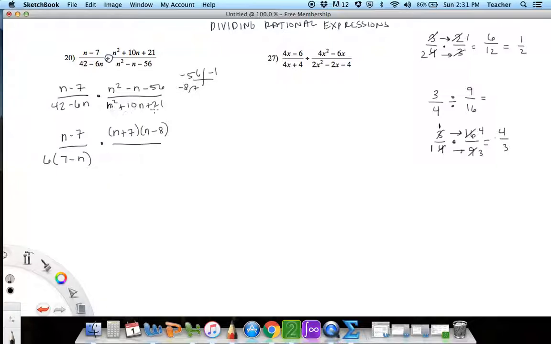And then also, we need to find two factors of 21 that add together to equal 10. In this case, that would be 7 and 3. So we have, I about did it again, n plus 7, n plus 3.